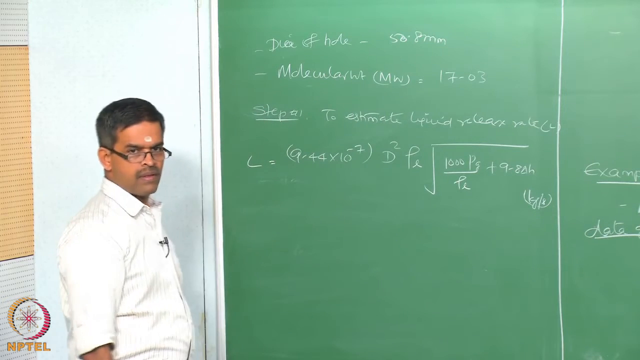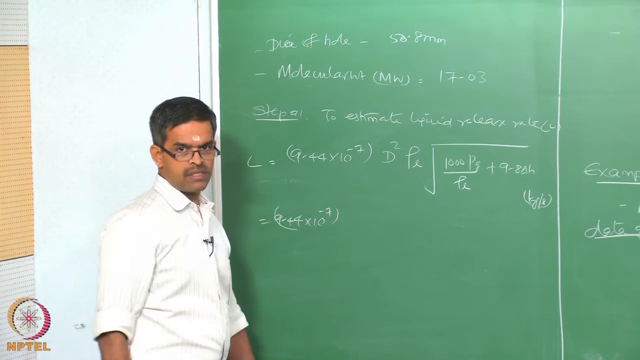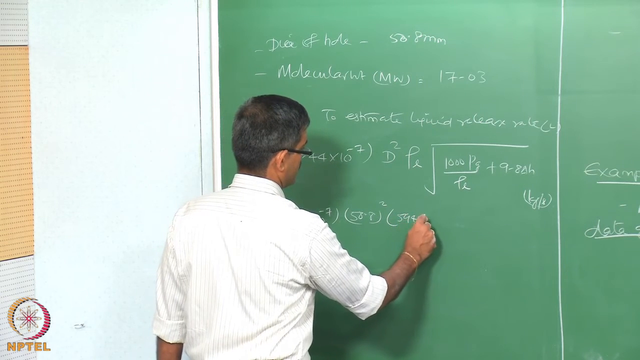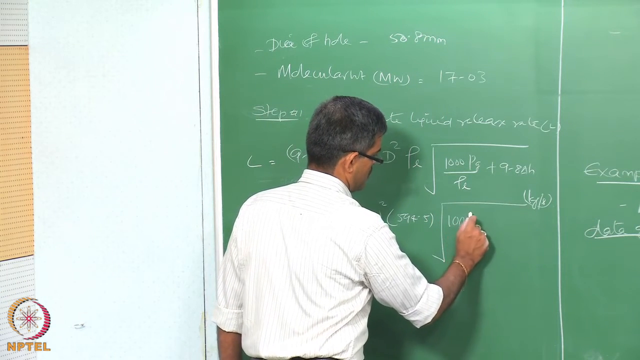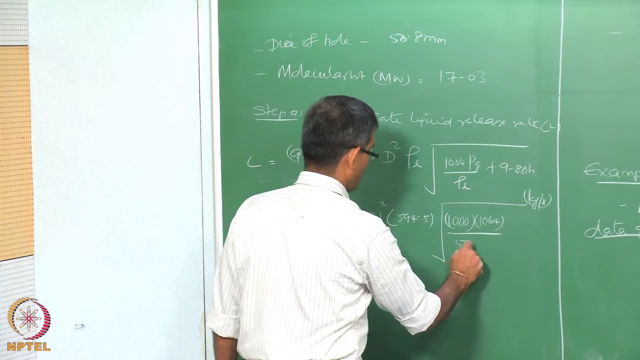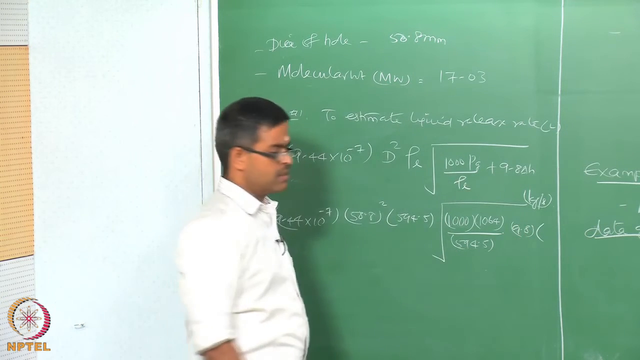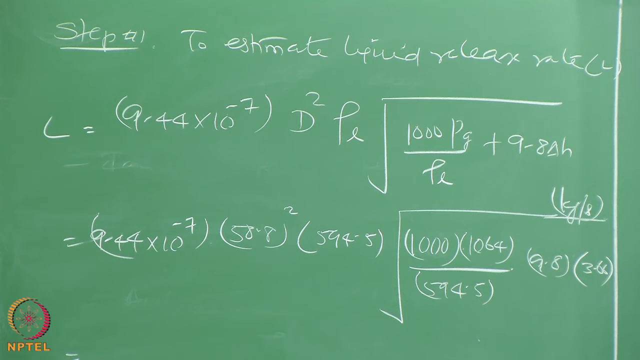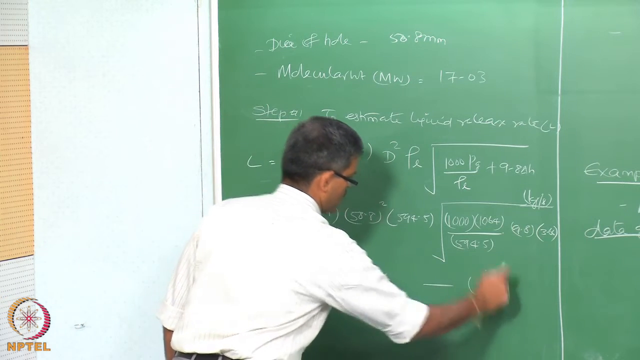the liquid release rate. So, let us substitute the values. 9.44 10 power minus 7, d is 50.8 square, density is 594.5. So, root of 1000 gauge pressure, that is 164 kilopascal, liquid density 594.5, multiplied by 9.8 into delta H, in this case it is 3.66 meters. So, substitute and do the calculation. I will get L as 61.9 kg per second. That is equation 1 or value 1.